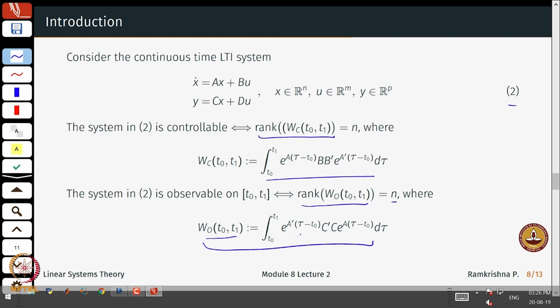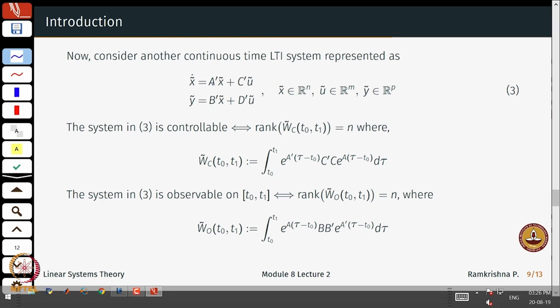Now let me define alternatively a system in some other coordinates x tilde, with x tilde dot as A transpose x tilde plus C transpose u tilde, sorry, these are all transposes. Sometimes we use this prime notation, sometimes we use transpose; both mean the transpose. Sorry about the confusion of notations. So x tilde dot is A transpose x tilde plus C transpose u tilde, and y tilde is B transpose x tilde plus D transpose u tilde.